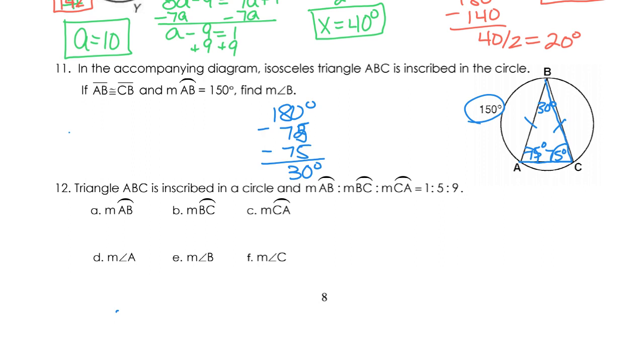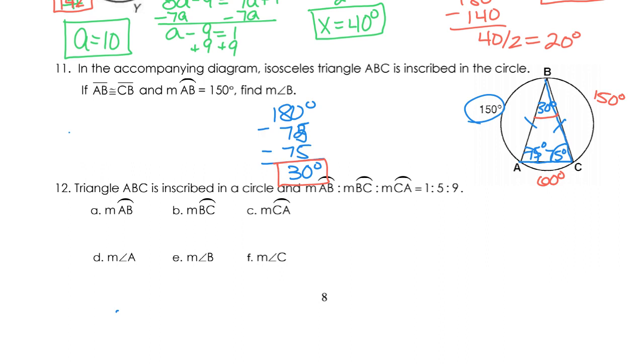Another thing you could have done is that you could have said that this arc over here is 150 degrees, and that this arc down here had to be 60 degrees to make the full circle for 360, and that half of 60 is 30. So either way.